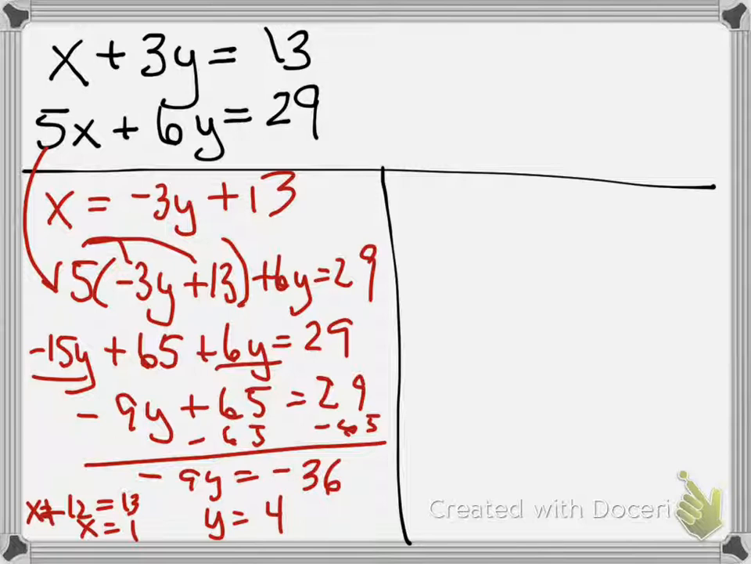Now what if I had the same problem and I wanted to do elimination? In the elimination method, I might look at the first equation and multiply each and every term by a negative 2. So negative 2 times the x would be negative 2x. Negative 2 times the 3y is negative 6y. Negative 2 times the 13 is negative 26.